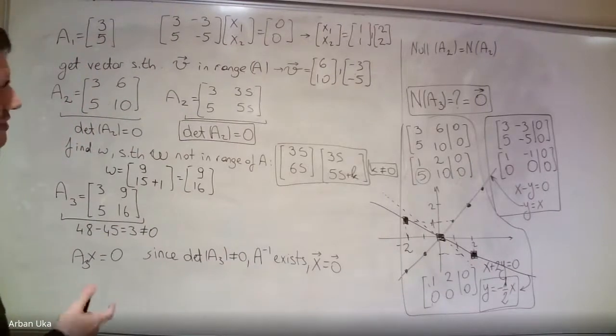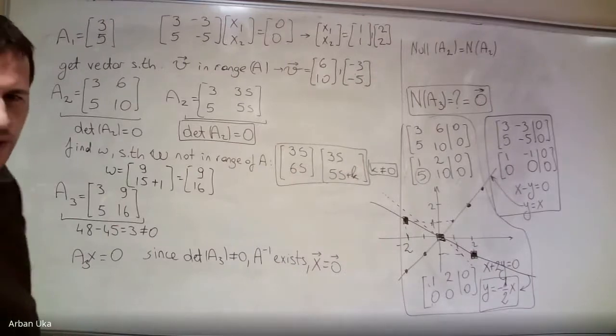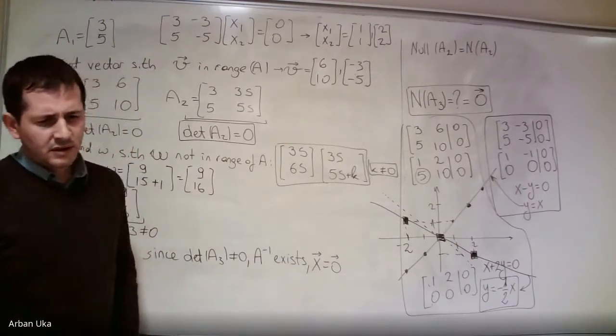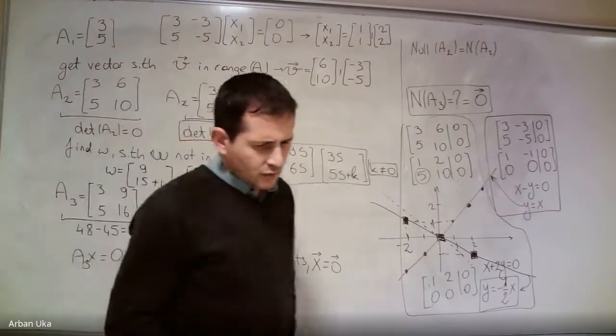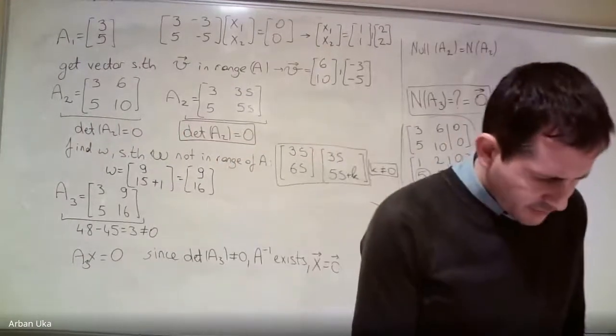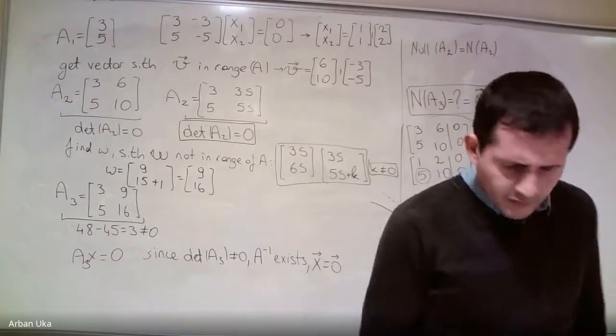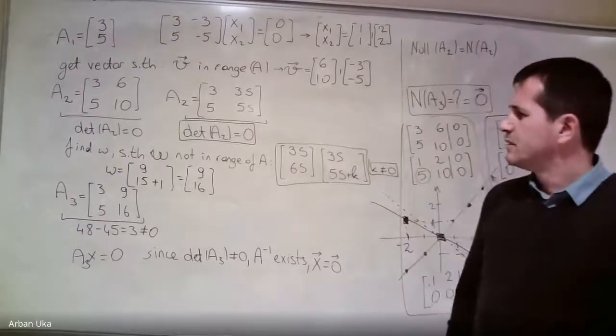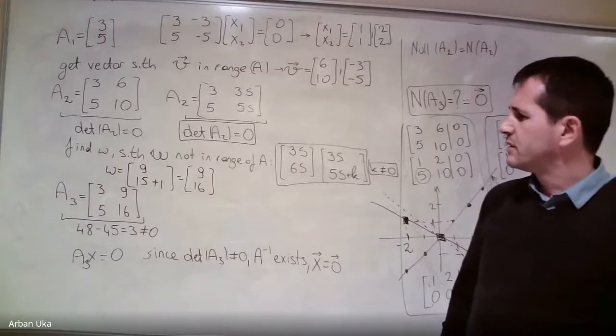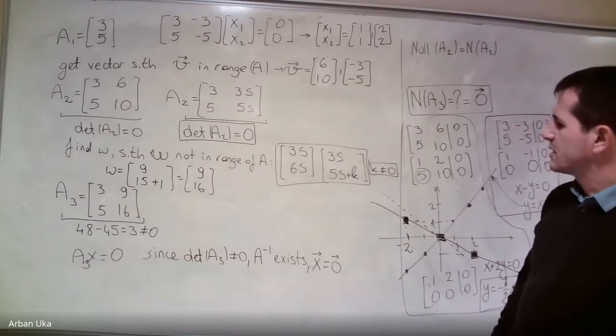And with this example, I believe it's a little more clear what is the role of the inverse of a matrix, or the existence of the inverse, with the possibility of having a null space, which is, wait a second.